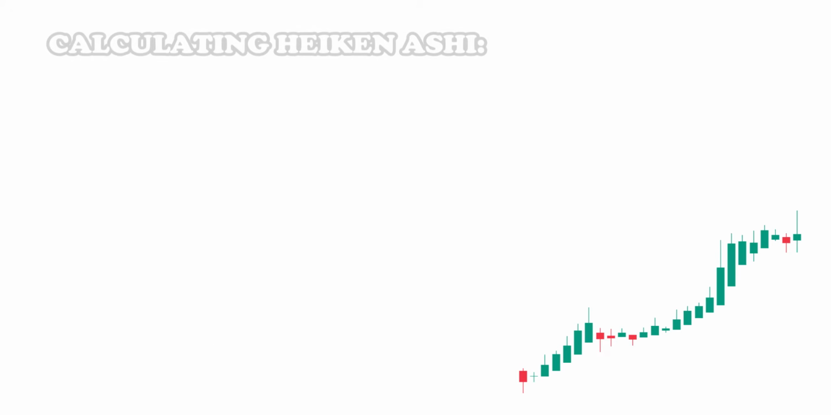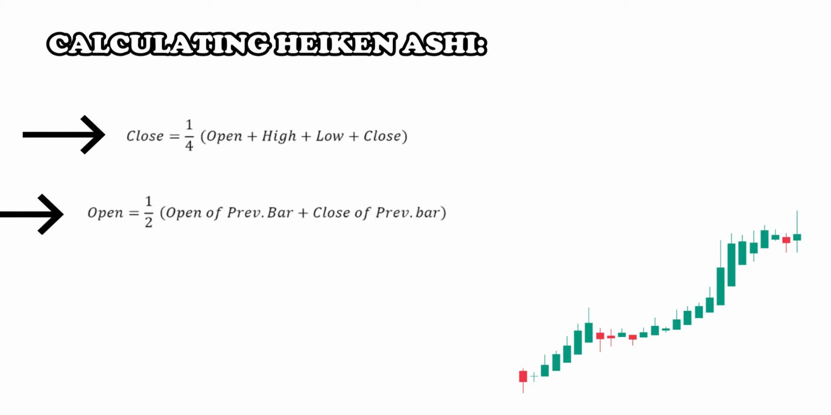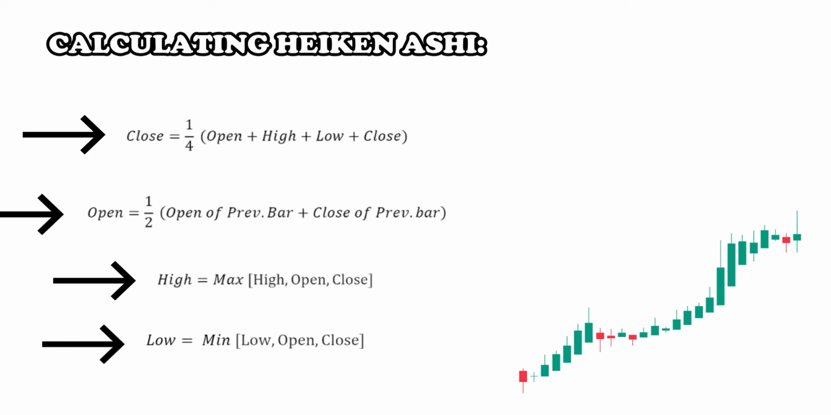If you're curious, the calculation for Heiken Ashi is as follows. Heiken Ashi close is the average of open, high, low, and close. Heiken Ashi open is calculated as the midpoint of the previous Heiken Ashi bar's high. The high for a Heiken Ashi bar is determined by taking the highest value of high, close, and open. The low for a Heiken Ashi bar is determined by taking the lowest value of low, close, and open.